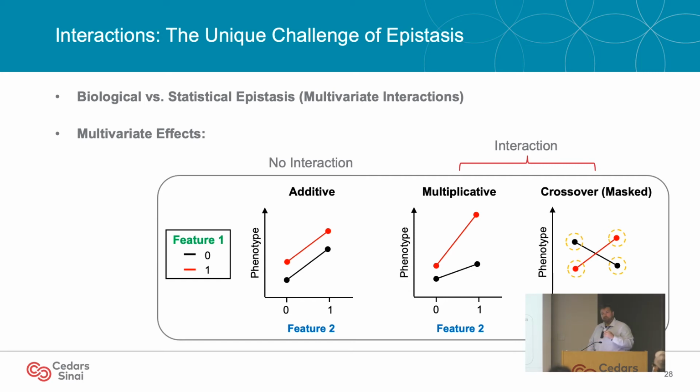However, we can also have this scenario that I'll refer to here as crossover or masked interactions. So in this case, if we look just at feature 1, so that's the black line versus the red line, they pretty much have the same exact phenotype on average. So it looks like feature 1 has no effect on outcome. However, if we look just at feature 2, similarly, there is an extremely minor difference. So there might be a really, really tiny, maybe negligible main effect here.